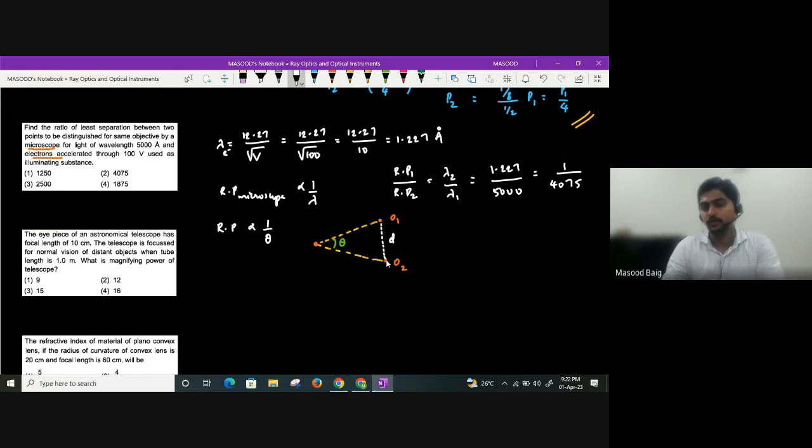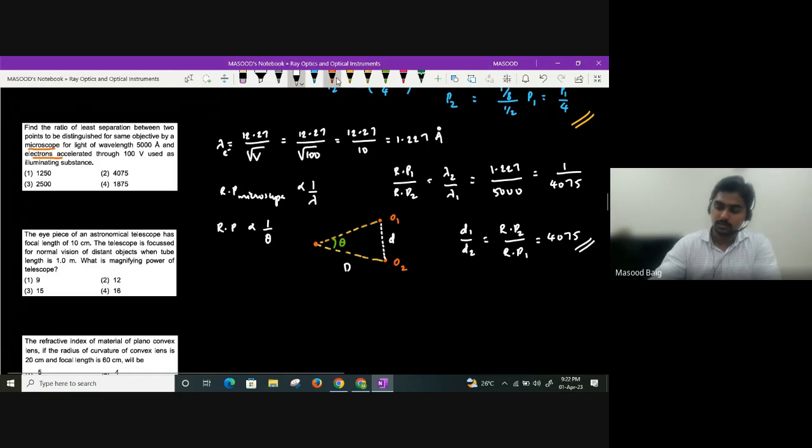So is it length of the arc or not? So basically, as you know, length of the arc will be directly proportional to angle subtended at the arc, guys. So the distance between the objects will be directly proportional to the angular separation. Angular separation is nothing but your limit of resolution. Limit of resolution and resolving power, they will be inversely proportional to each other. So what we can write here, I can write D1 divided by D2 will be equal to RP2 divided by RP1, which I'll get as 4075. Understood, everyone? Yes or no?